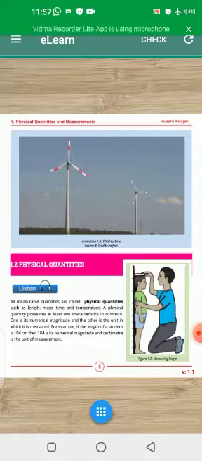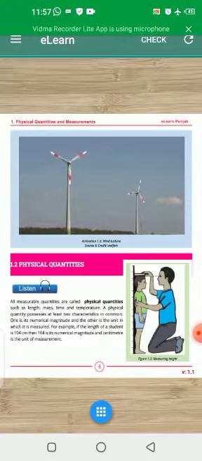Like if I give you a book and ask you what is the length of the book, then you can easily find the length by using your scale, your meter rod or any other instrument which is used for measuring length.